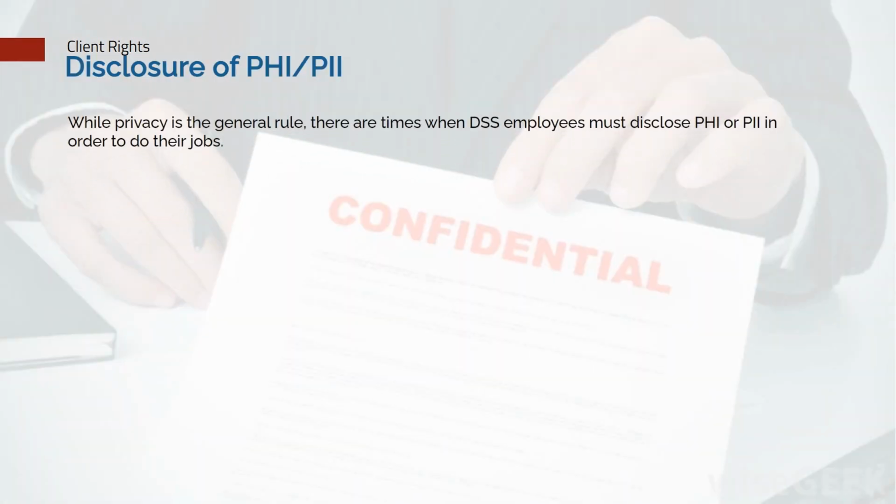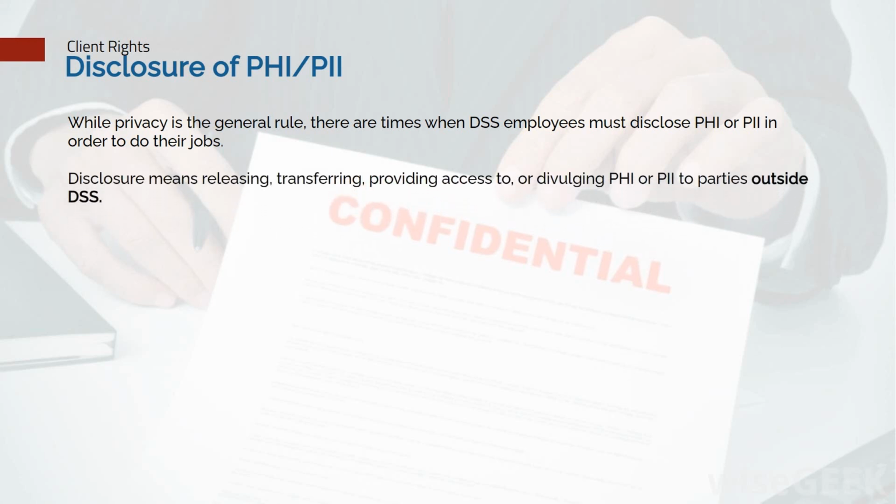Privacy has been stressed throughout this course and is the general rule regarding PHI and PII. However, there are times when DSS employees must disclose confidential information in order to do their jobs. First, let's go over what a disclosure actually means. Disclosure means releasing, transferring, providing access to, or divulging PHI or PII to parties that are outside of DSS.